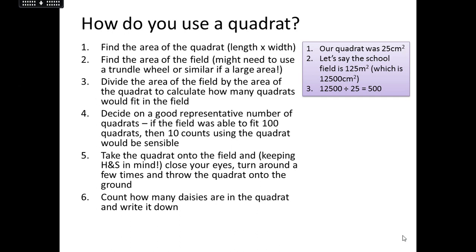You then count how many daisies are in your quadrat and you write it down. So you literally count it. Quadrat number 1, I found 15 daisies, for example. And then you repeat by picking up your quadrat again, turning around a few times, maybe doing a few steps in a particular direction and then throwing it again. And then you repeat your count. So you say quadrat number 2, and then you count and maybe you find only 6 daisies that time. And you keep going until you've got about 10 results or more if you would like.